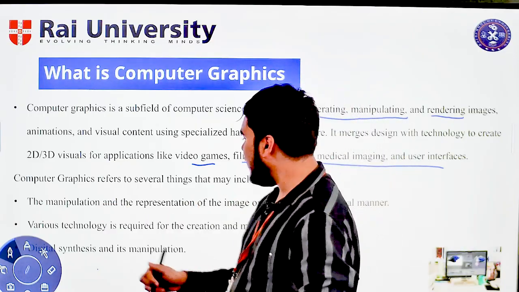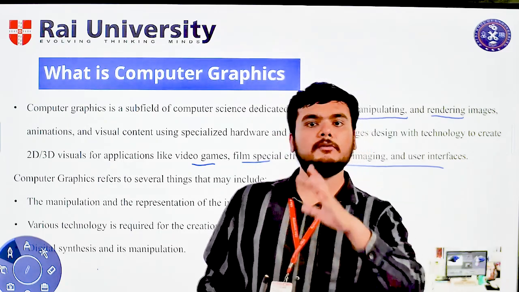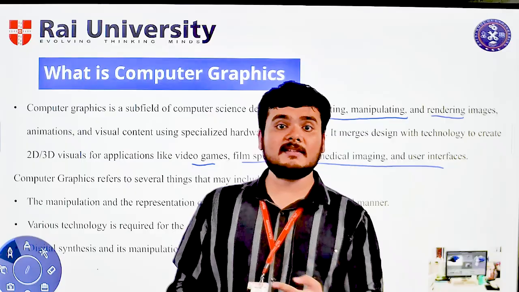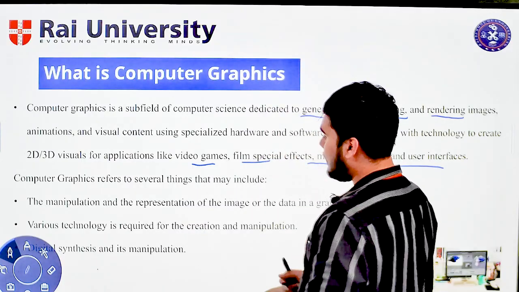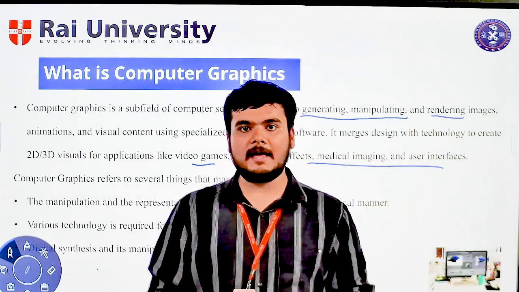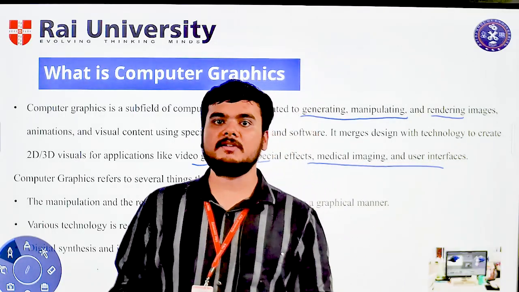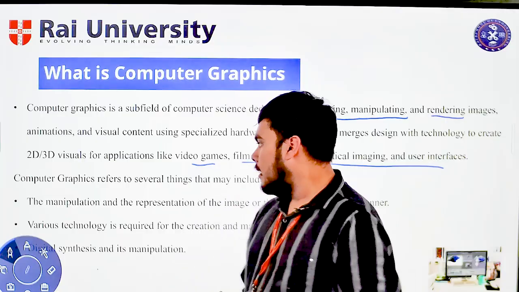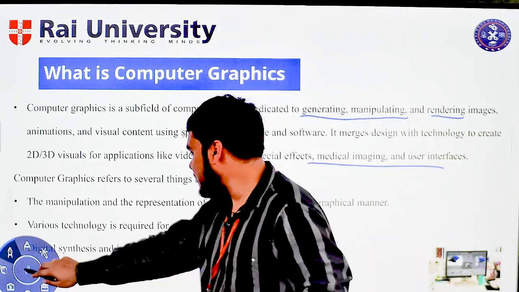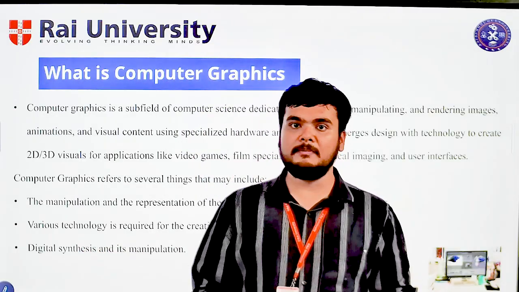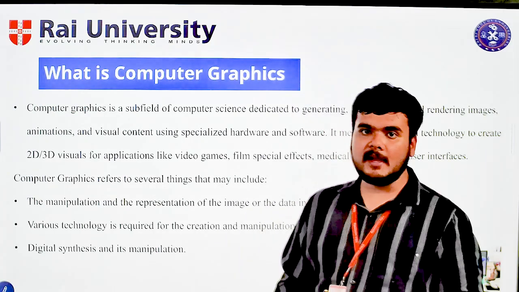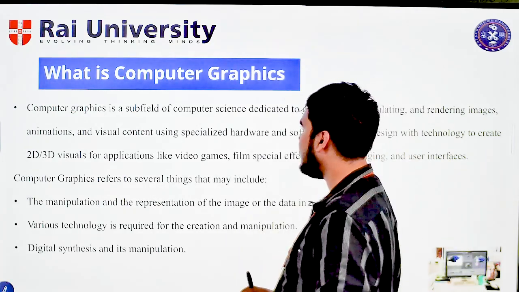The first is called the manipulation and representation of the image. We need to create an image based on pixels and values to build the entire representation of films. Various technologies are required for creation and manipulation. Whatever manipulation happens will change and work together in the creation and manipulation of the pixels. The next is digital synthesis and manipulation, whatever we do on the cropping side, clipping side and viewing side in computer graphics.